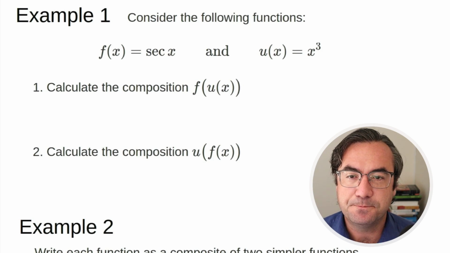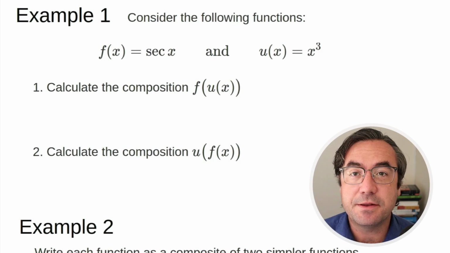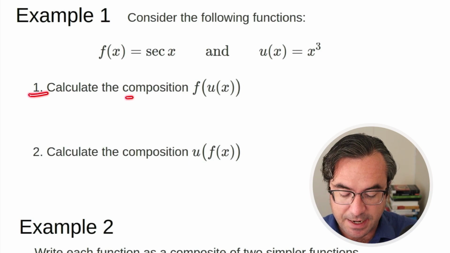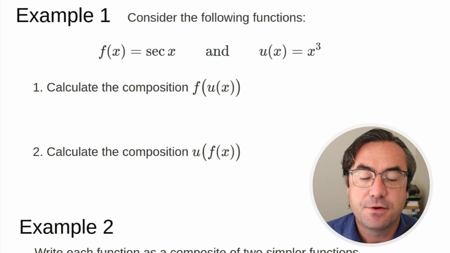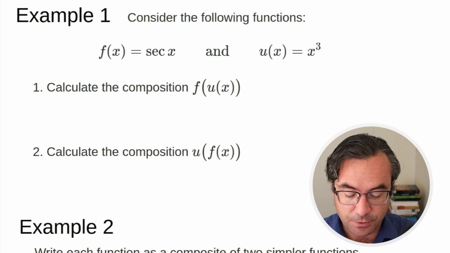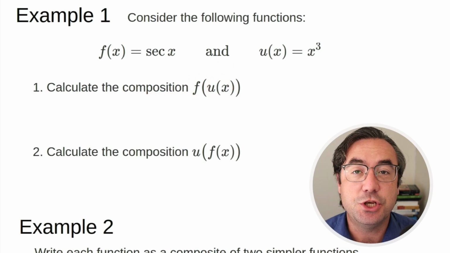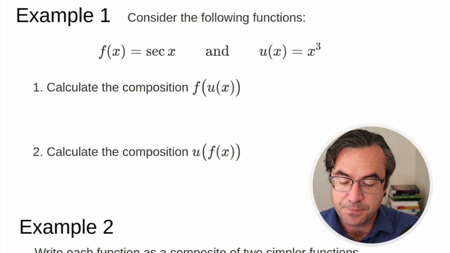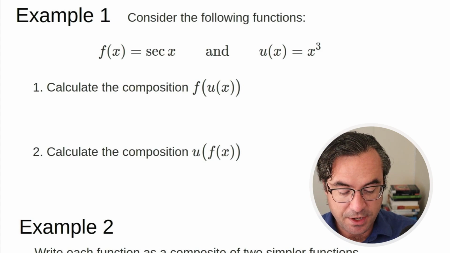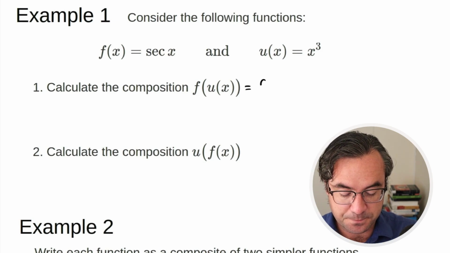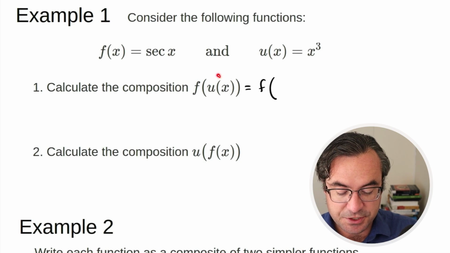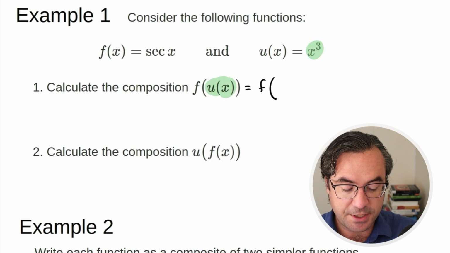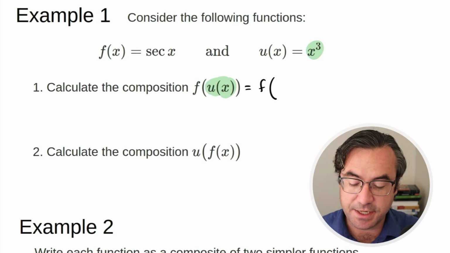All right, in the first part, we want to calculate the composition f composed with u of x. So our inner function here is u. And then we'll take that result and plug it into f. So let's start with the inner function. What is u of x? Well, let's replace that with what we know u of x actually is. It's x cubed.